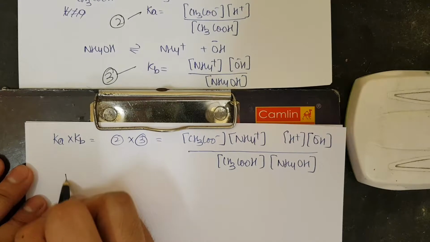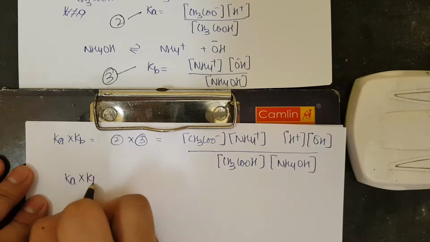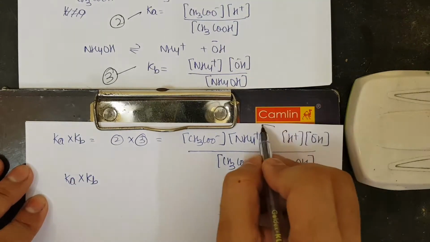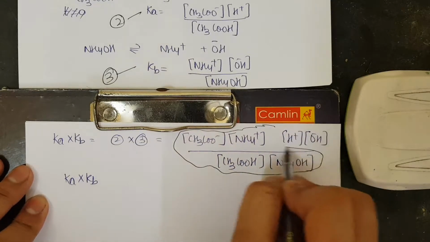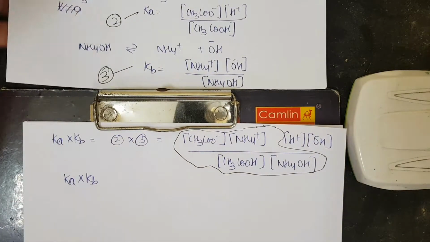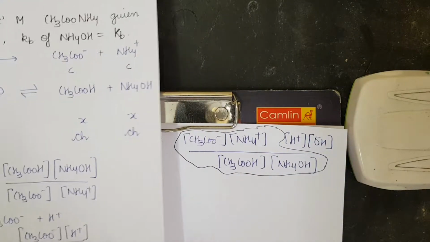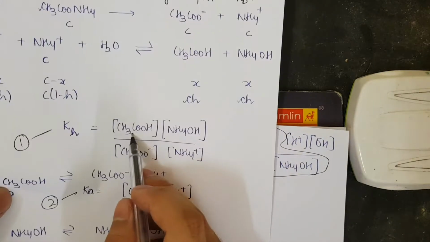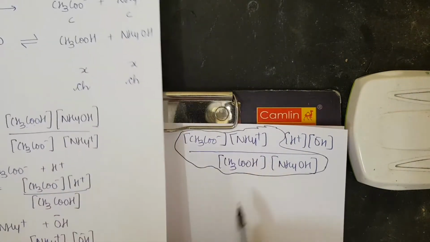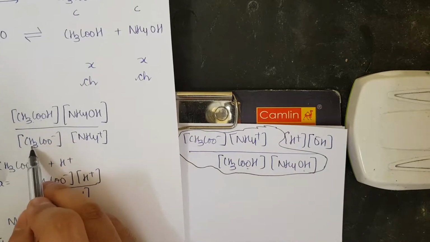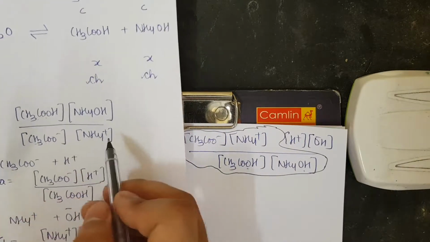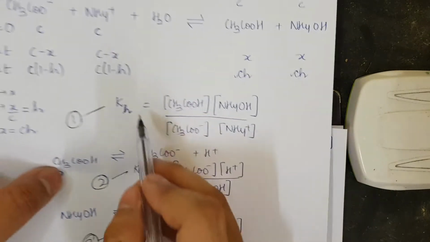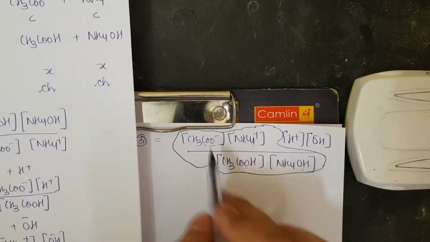Now kindly see what I am going to do. Ka into Kb, if we assume that this thing which I am labeling here is one particular group, so that basically is equal to what? You can see CH3COOH into NH4OH upon CH3COO minus into NH4 plus. So this thing basically is equal to 1 by KH.